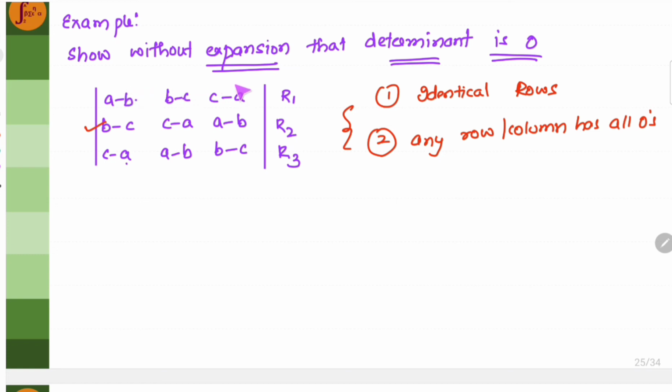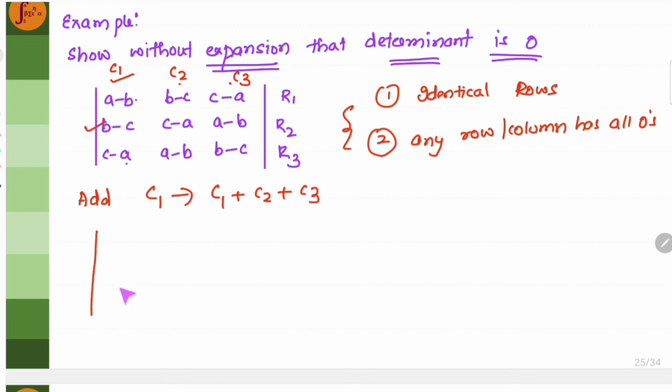This column, this column, this column. We can add, or we can add rows here. Let's try to add the columns here. Let's try to add column 2 and column 3 to column 1, because if we can somehow make that column 1 as 0, then the determinant is going to be 0. So let's add. This is column 1, C1, C2, C3. We make column 1 as column 1 plus column 2 plus column 3.